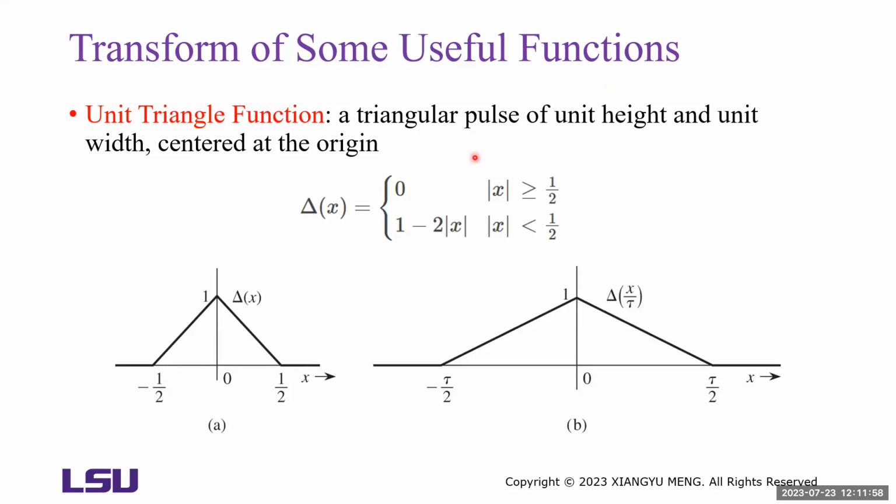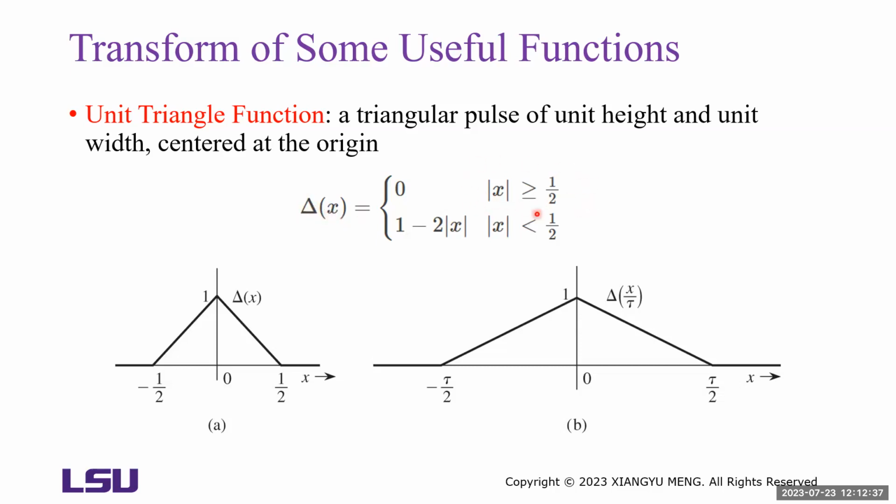The next function I would like to introduce to you is called the unit triangle function. The unit triangle function is defined as a triangular pulse, shown here, of unit height and unit width, centered at the origin. From the definition, you can see we use the delta symbol to represent the triangle function. You can see the shape is like a triangle. Therefore, this is the notation for the triangle function, delta(x).